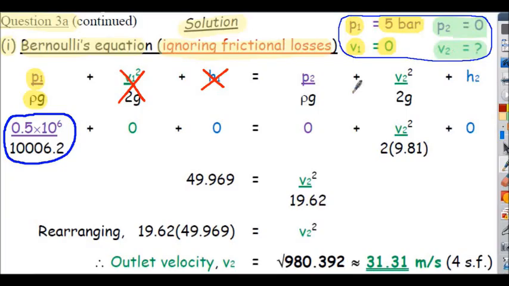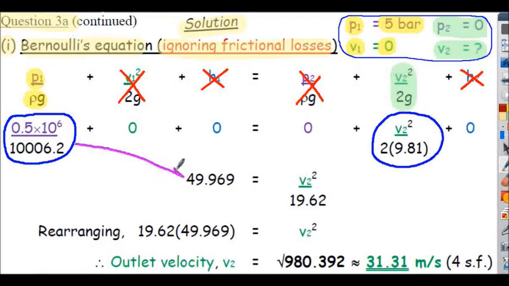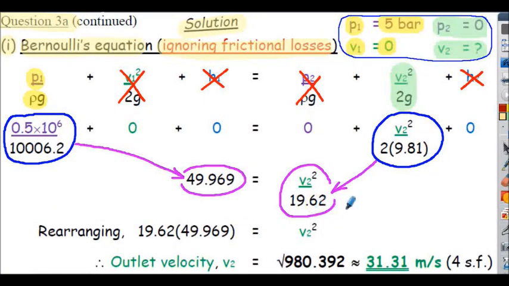On the right hand side, we don't have a pressure P2, so this term is ignored. We're trying to calculate the velocity V2, so this term is included. And again, of course, the horizontal pipe, so H2 is equal to 0. So on the right hand side, just this term to consider. Evaluating the left hand side, evaluating the denominator on the right hand side, we can then transpose the equation to find V2 by multiplying both sides by 19.62 and then square rooting both sides. The outlet velocity V2 is approximately equal to 31.31 meters per second. That's to four significant figures.